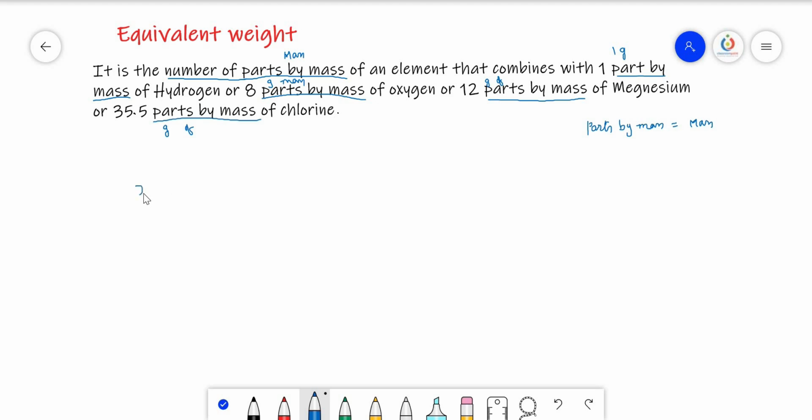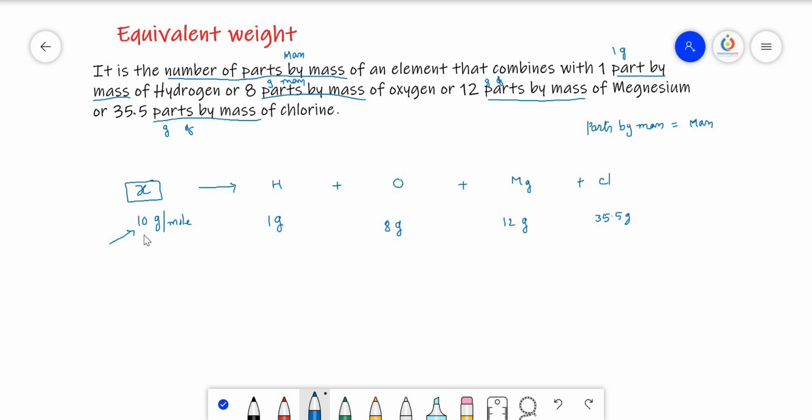Now let us take an element X, whose atomic mass, let us imagine, is 10 grams per mole. When element X combines with hydrogen, oxygen, magnesium, or chlorine, if this 10 grams per mole combines with 1 gram of hydrogen, or 8 grams of oxygen, or 12 grams of magnesium, or 35.5 grams of chlorine separately, then this 10 grams is called the equivalent mass of the element X.